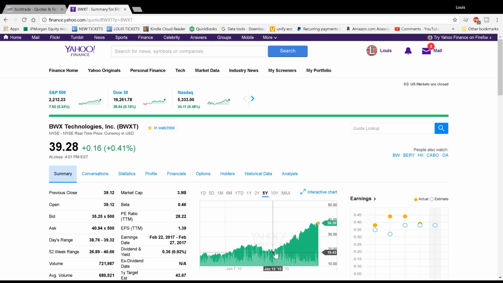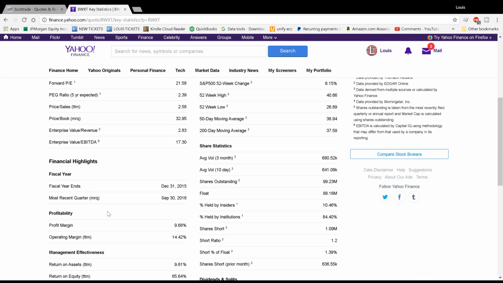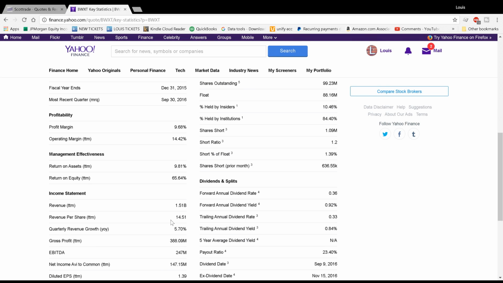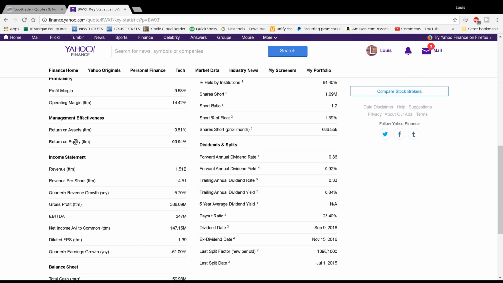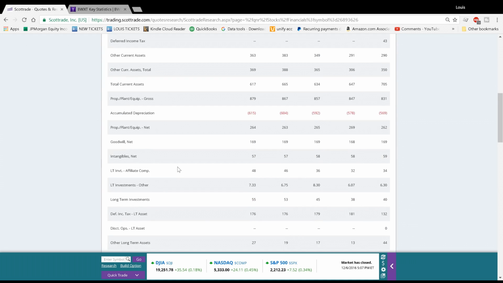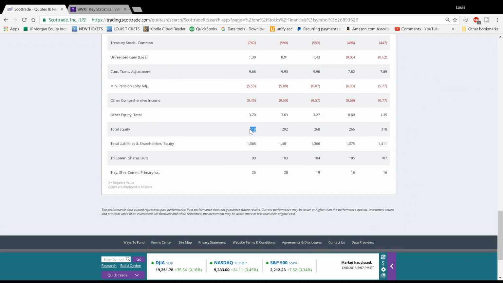So you really do need to get the full story of a company. While these stats will give you a general idea of what's going on, they give you just a general idea of what it's doing. As you can see, the return on equity is actually very high because it's in a different business than these other companies. So if we take a look at the quarterly balance sheet, total equity is $118 million.